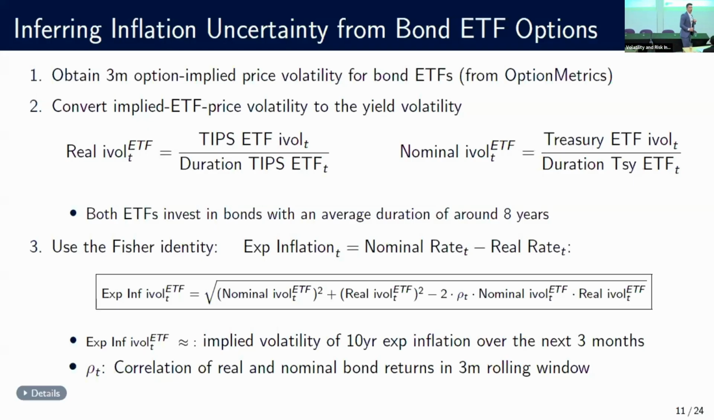Now, the correlation also matters. If both of them move in the same direction, the gap always stays constant. You have the same inflation volatility, right? Whereas if they are very independent, then inflation expectations essentially have moved a lot, right? So from nominal yield volatility and real yield volatility, we can back out implied inflation volatility.